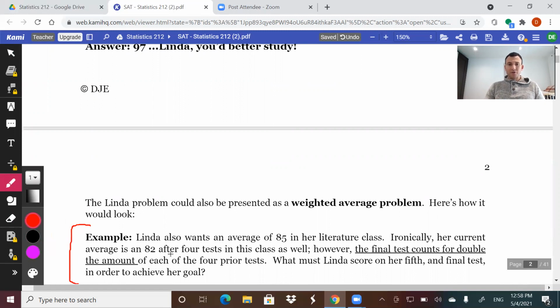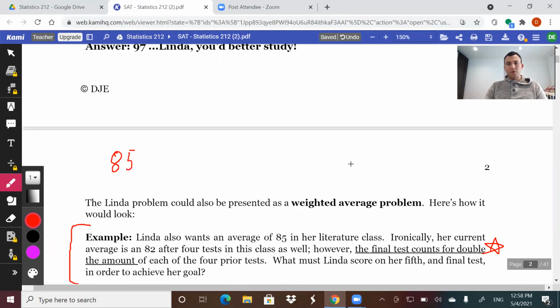Ironically, her current average is an 82 after 4 tests in that class as well. However, the final test counts for double the amount of the 4 prior tests. So that's where things get a little tricky. What must Linda score on the 5th and final test in order to achieve her goal? So again, what we want is an 85.